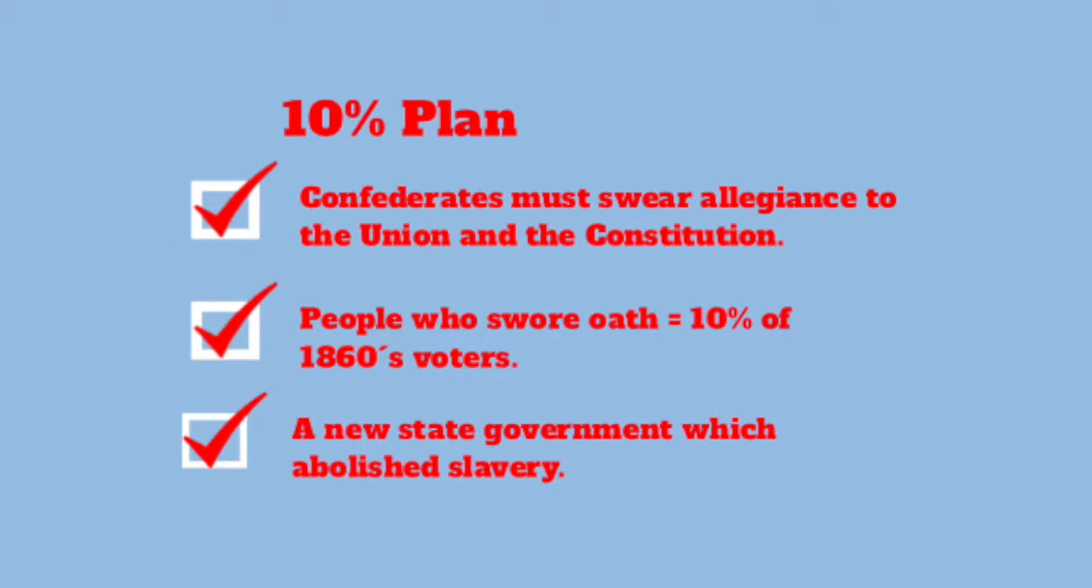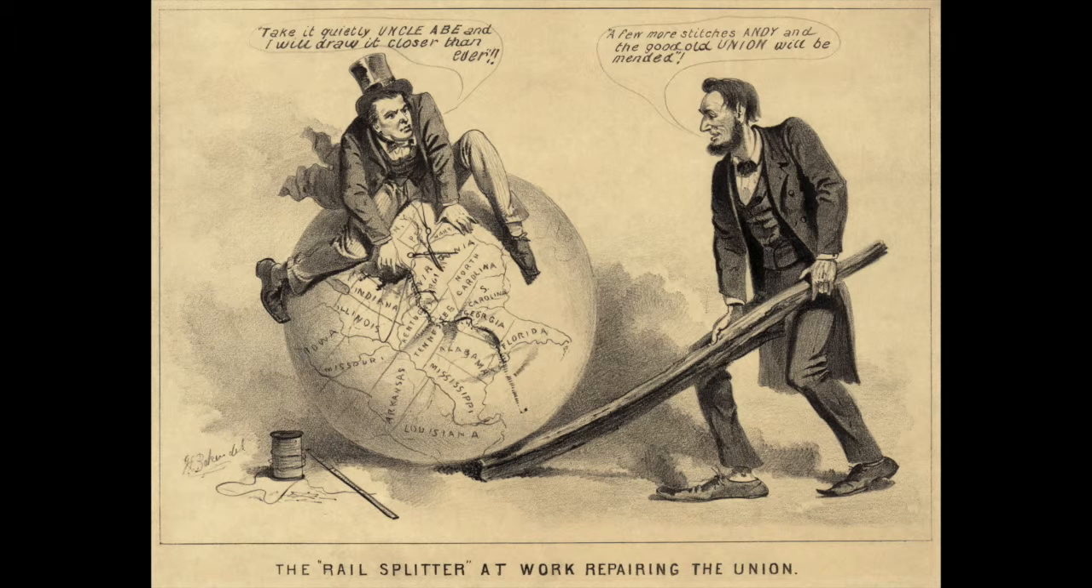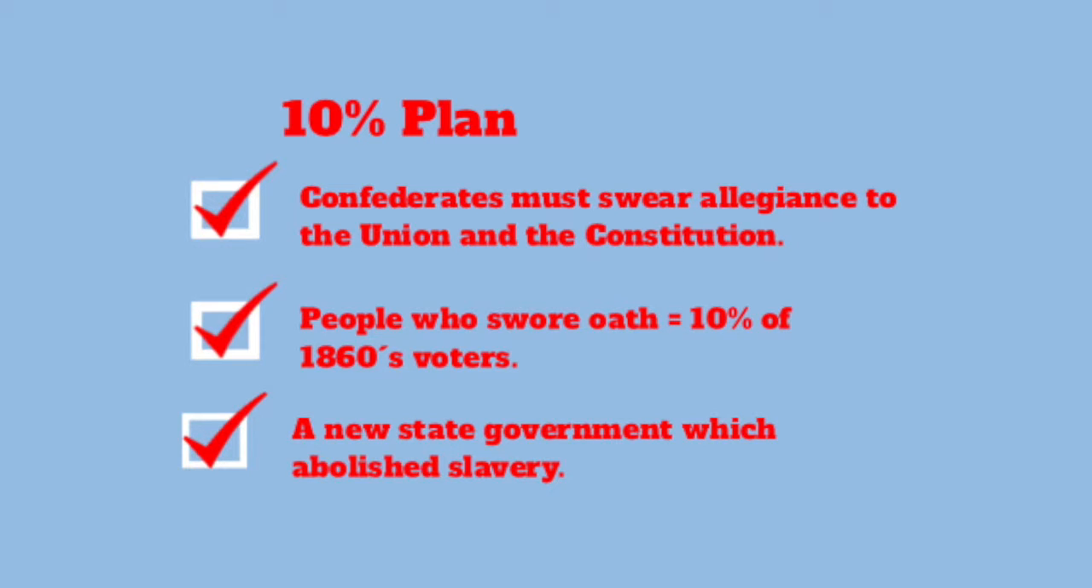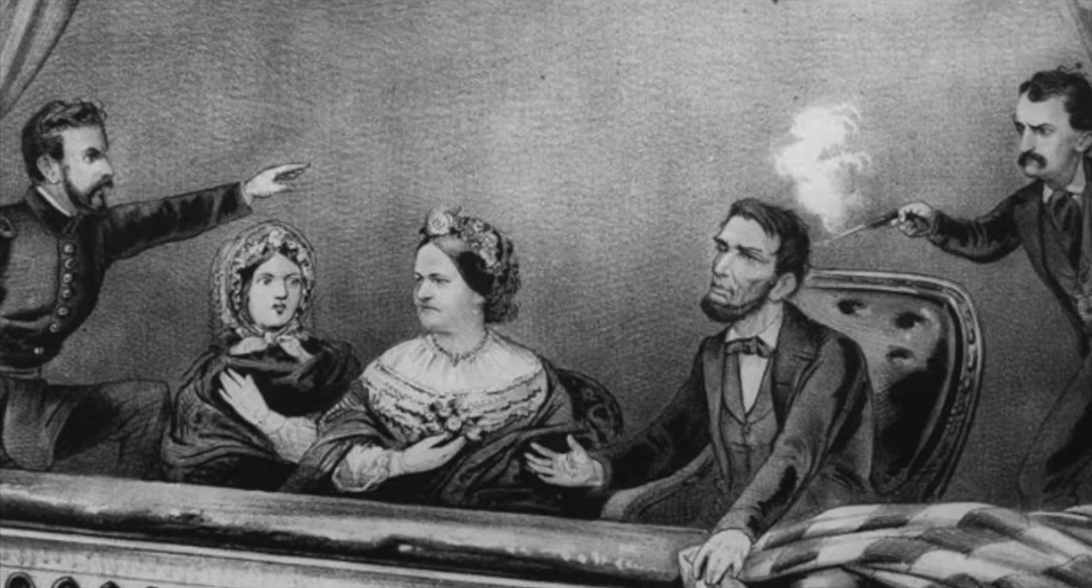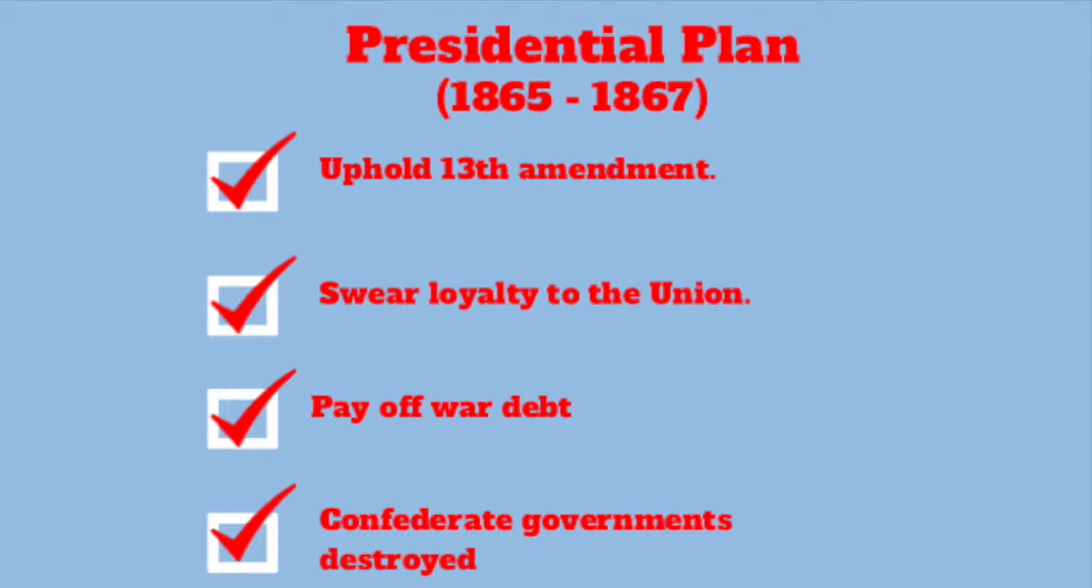The 10% plan was proposed by Lincoln but never actually put into action. The plan would pardon any Confederate who swore allegiance to the Union and the Constitution. The number of people who took an oath of allegiance had to equal 10% of the number of voters who participated in the election of 1860. And it required the organizing of a new state government which abolished slavery. Lincoln was assassinated before this plan could be put into effect.